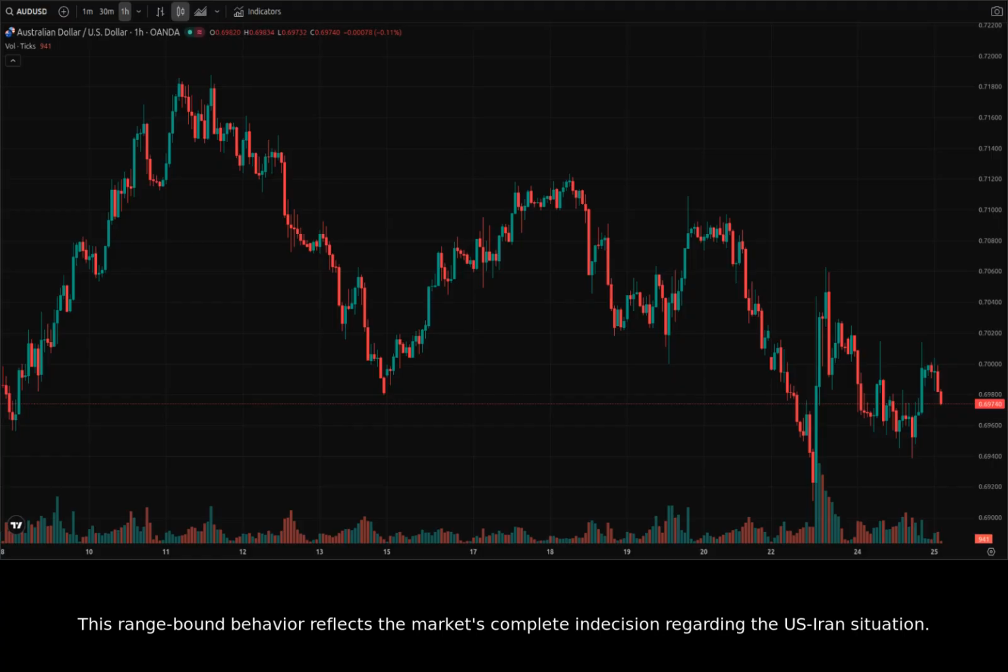This range-bound behavior reflects the market's complete indecision regarding the US-Iran situation. Every headline about a potential ceasefire leads to a temporary spike, while new threats cause a sell-off. We saw a notable drop on March 23rd that walloped both sides of the bid and tested the lower bounds. The 1-hour candles show significant volume spikes during these specific periods of high volatility.